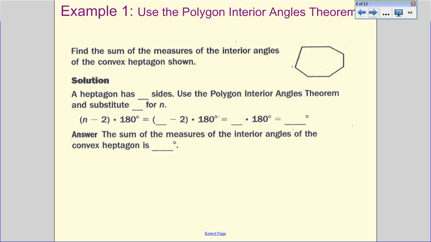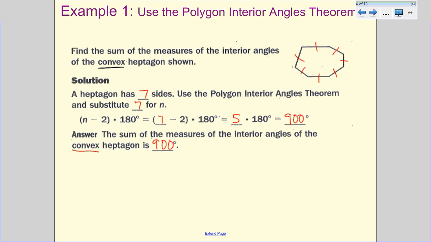So now we want to be able to use this. We want to find the sum of the measures of a convex heptagon. And once again, convex is important to remember here. Heptagon, you've got to know 7 sides. They give you a diagram, so you could go through and count 1, 2, 3, 4, 5, 6, 7, or just know the name. So that means we're going to substitute 7 for n. 7 minus 2 is 5, and 5 times 180, I kind of need to get my calculator out here, but we get 900. So the sum of the measures of a convex heptagon is 900 degrees.